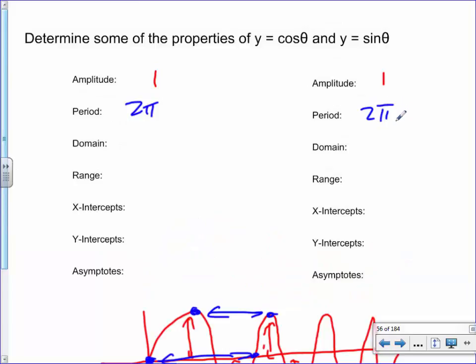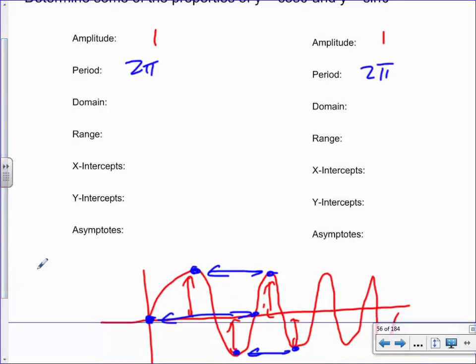Does that make sense? Your domain then refers to what x values can you have? Can you have positive angles? Can you have negative angles? Can angles be 0 even?